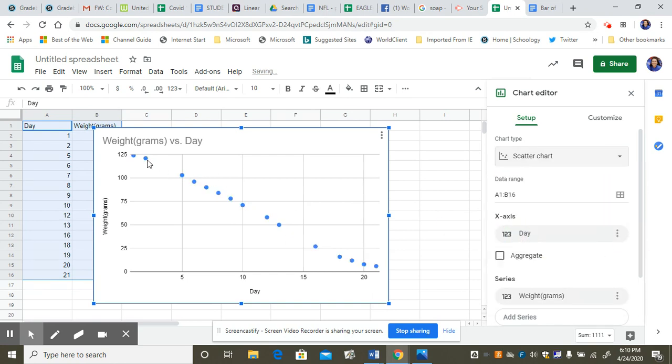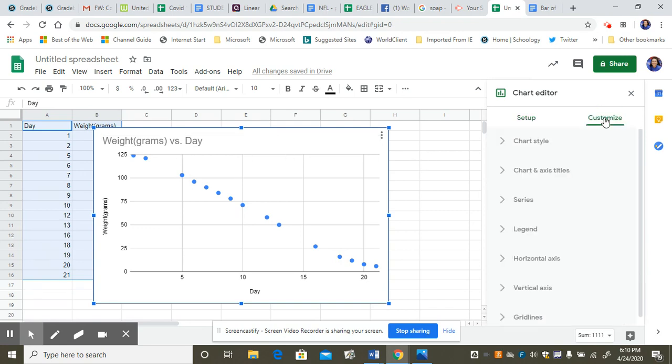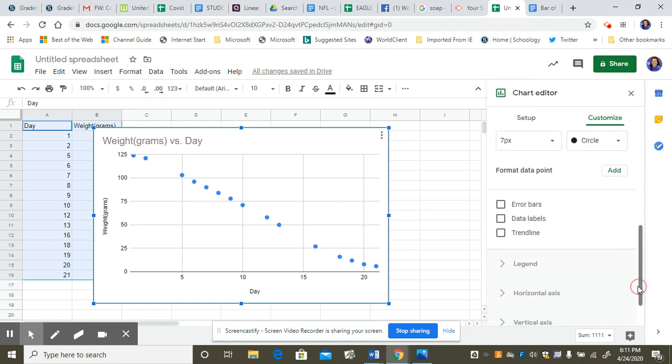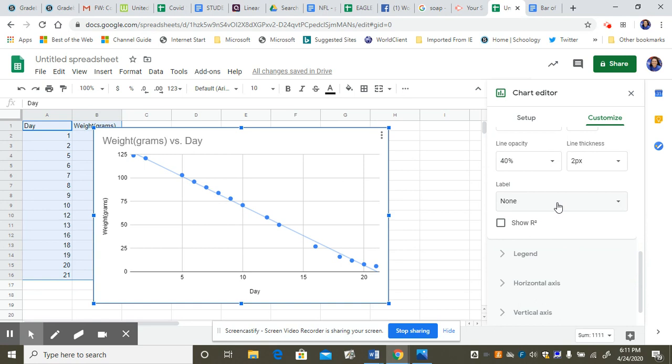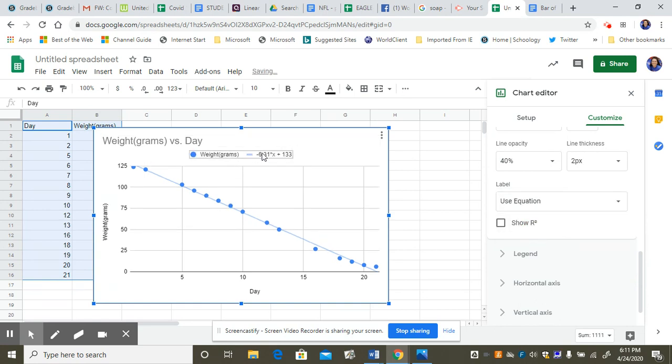To get our line to show up and to get our equation, you go to customize, and it did the title for me. We're going to go down to series, scroll down to trend line, and then scroll down again to label. This is where you get your equation, use equation. Do you guys see now, here's our equation, y equals negative 6.31x plus 133. And then if you click on show r squared, there's our r value.